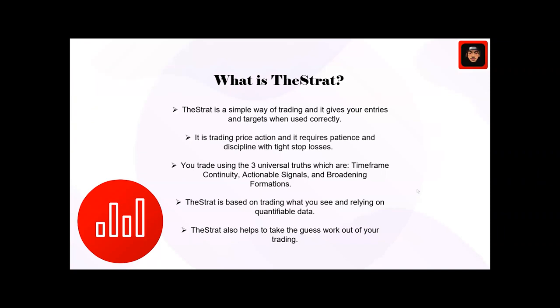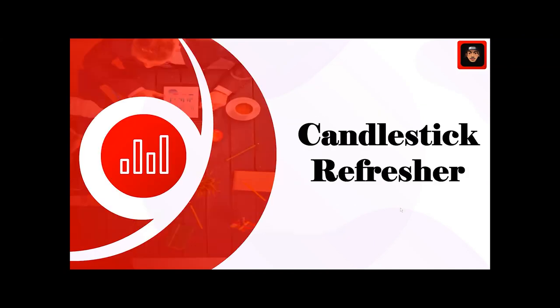All right, so what is the strat? The strat is a simple way of trading, and it gives you entries and targets when used correctly. It is trading price action, and it requires patience and discipline with tight stop losses. You trade using the three universal truths, which are time frame continuity, actionable signals, and broadening formation. The strat is based on trading what you see and relying on quantifiable data. The strat also helps take the guesswork out of your trading.